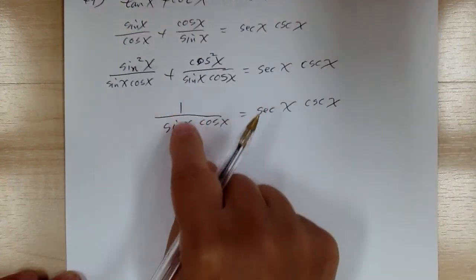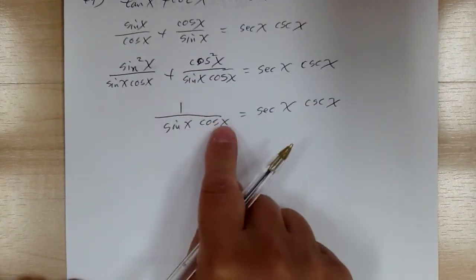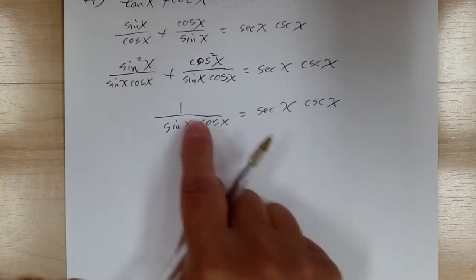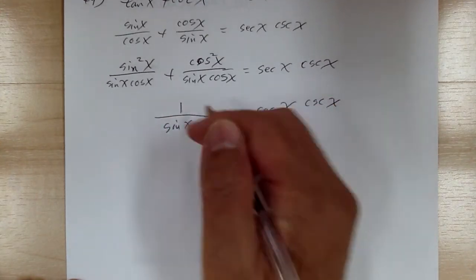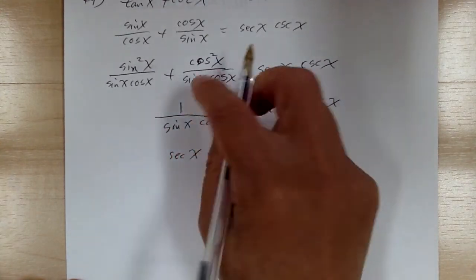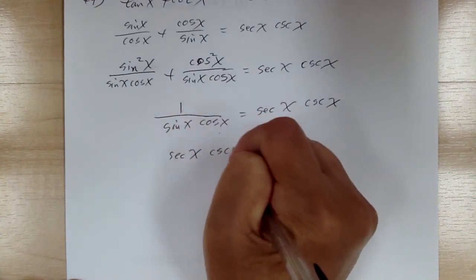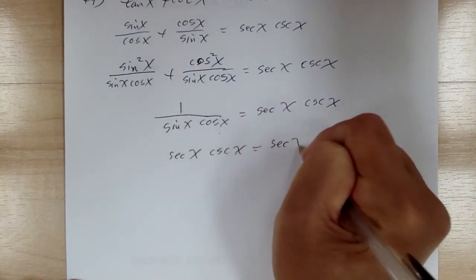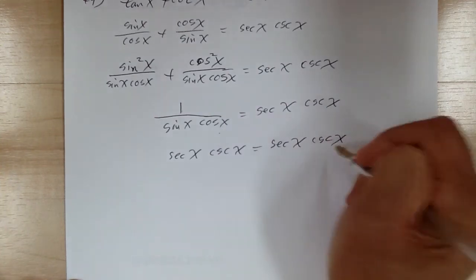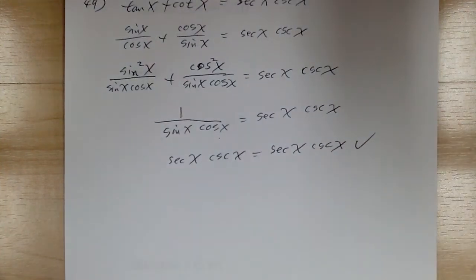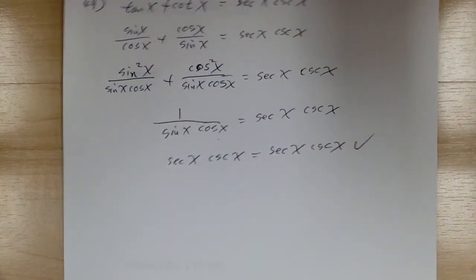Okay, and now 1 over sine, I'm going to do the cosine first because I'm trying to match this side. So 1 over cosine is secant, 1 over sine is cosecant. Okay, and that's it, check. Okay, let's go to number 51.